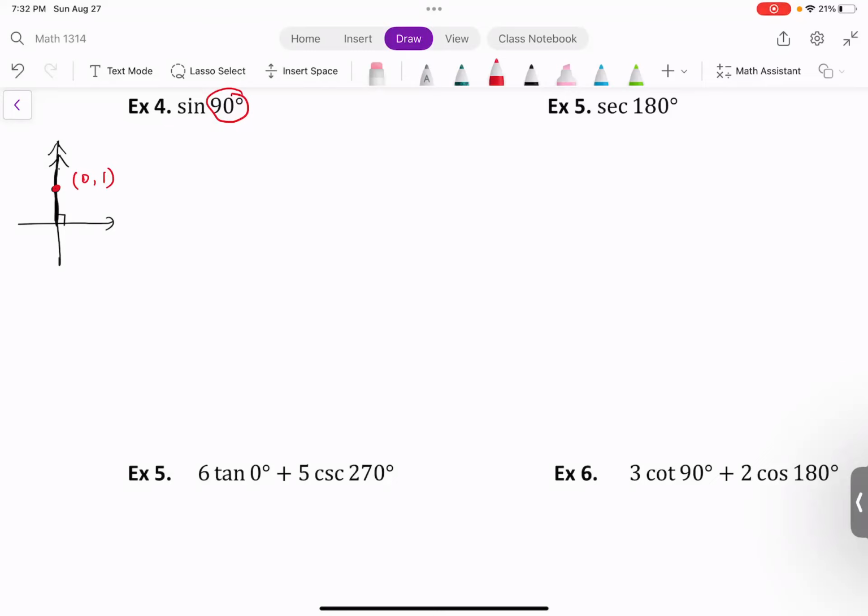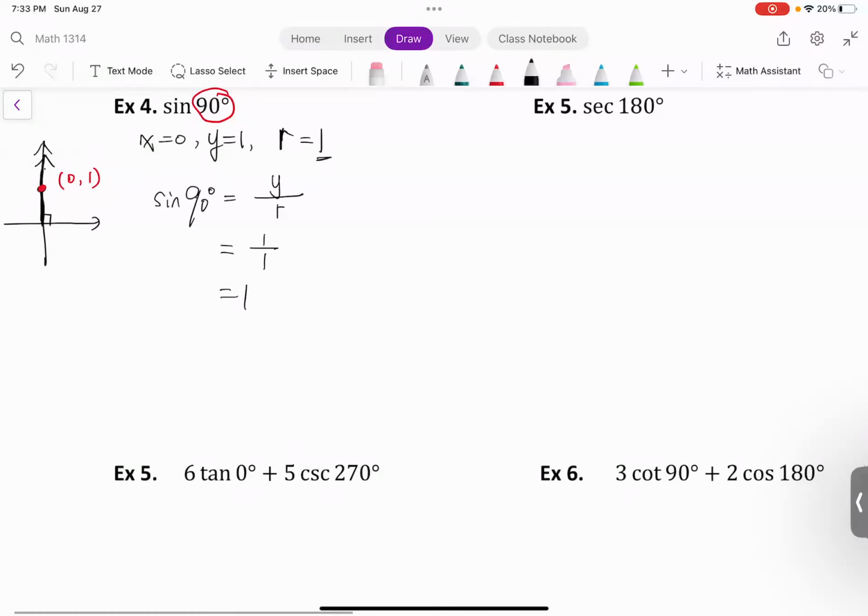So I can list all the x, y, and r values. X equals 0, y equals 1, r equals 1. I don't need to do the computation. If you like, you can continue to do this. And x equals 0, y equals 1. And then let's find the sine of 90 degrees. Sine 90 degrees equals y over r. So y over r, 1 over 1, that is 1. We're done. How about the next one?